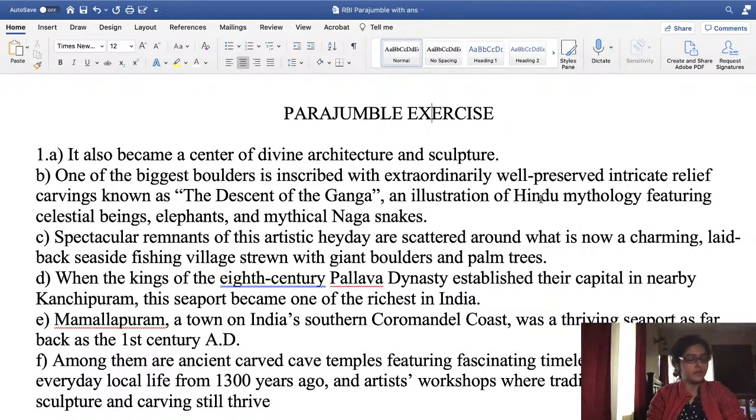That's it. First, let's stop here. Okay, now we are done with the first sentence. Now let's read the first sentence. You will see how I am going with it. Follow me as I go, because you must have a sequence. You have to find out the link. The first sentence says: Mamallapuram, a town on India's southern Coromandel coast, was a thriving seaport as far back as the first century AD.